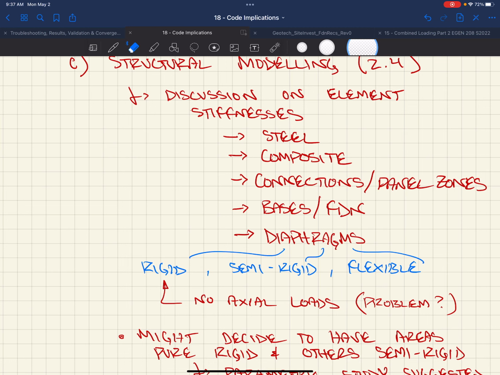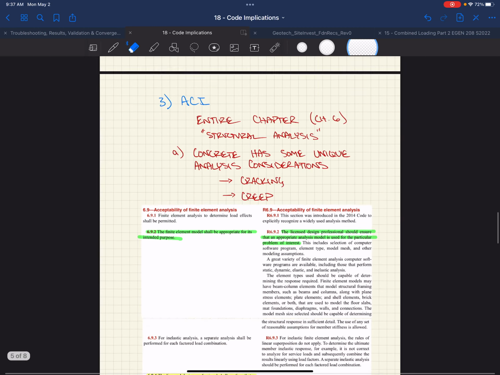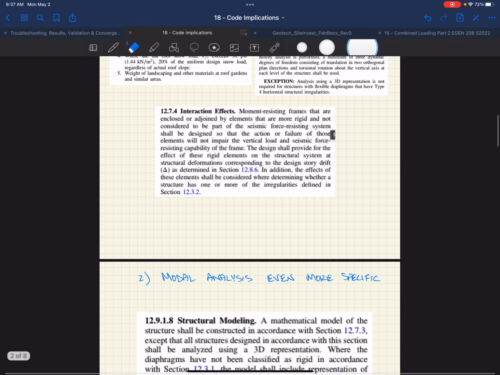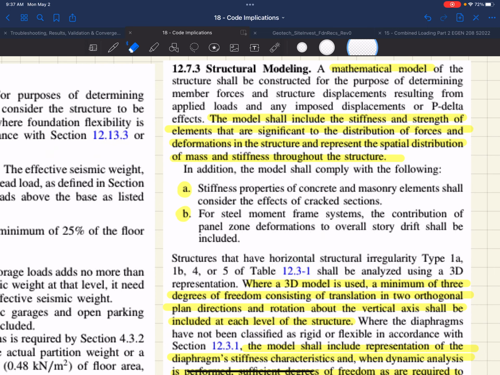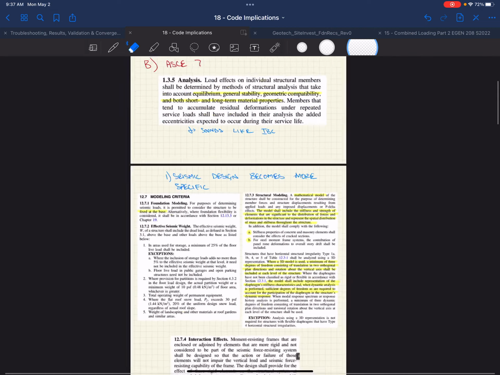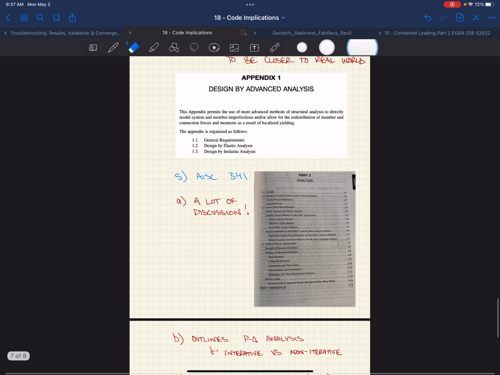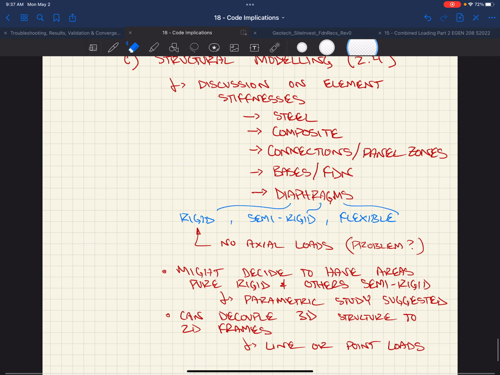If you remember in ASCE 7, I feel like I'm talking faster because I'm getting excited, okay? In ASCE 7, they talk about all this, right? Stiffness properties of concrete and masonry, but on top of that, they say, for steel moment frame systems, the contribution of panel zone deformations to overall story drift shall be included, okay? Well, they talk about how you can do that in AISC 341. And they say, hey, by the way, if you run a model, right, this is our brace frame model, where we have columns and beams. Our columns and beams run center line to center line, right? Well, in AISC 341, I'm not gonna, oh, we got lots of time.